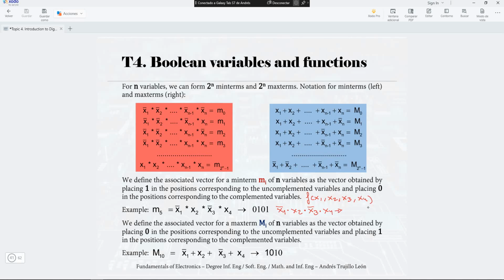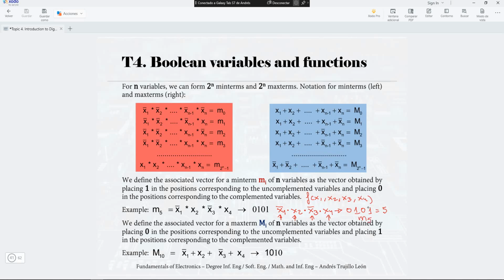We are going to use a 0 if the variable is complemented, and a 1 if the variable is uncomplemented, not negated. So x1 is negated, we are going to have a 0. x2 is not negated, we are going to have a 1. For x3 we are going to have a 0 because it is negated, and for x4 we are going to have a 1. And this is number 5. So we are going to call this minterm the minterm 5.